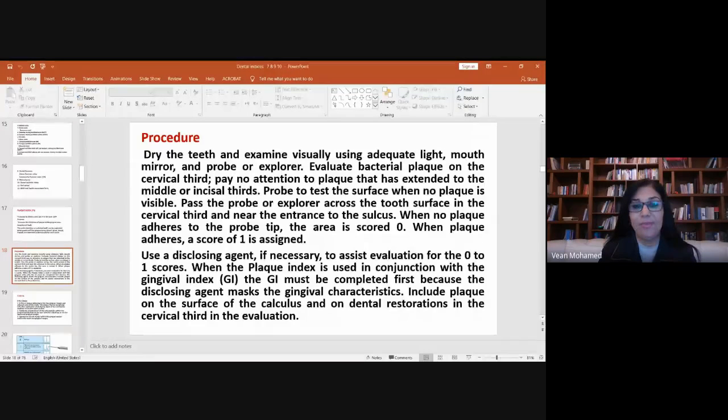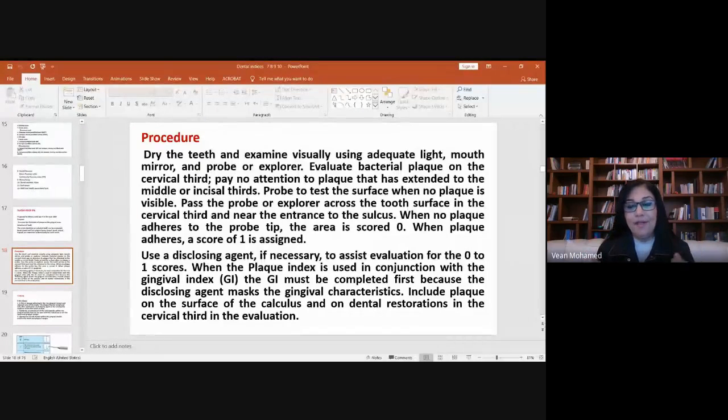The indices are very important. The procedure for measuring plaque: first, we have to dry the teeth and see visually by our eyes using good, adequate light. We have a mouth mirror and probe or explorer. We hold the mouth mirror in the right hand and the probe and explorer in the left hand.